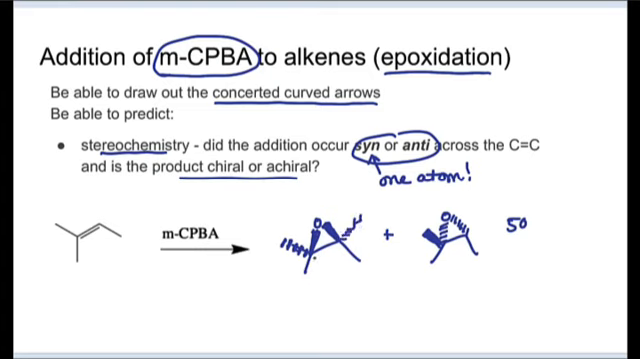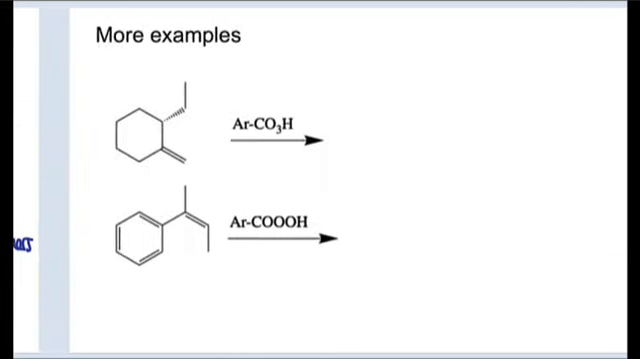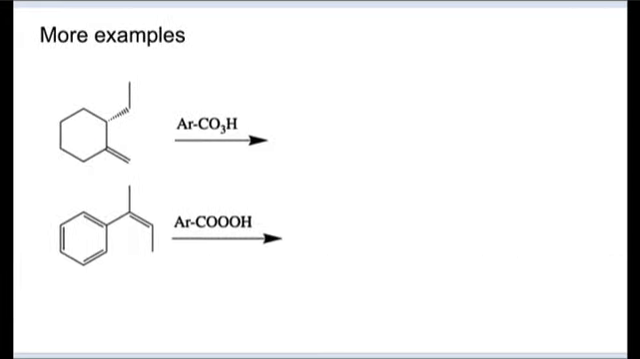Well, this is not a stereocenter because there's two methyl groups attached. However, here we do have four unique groups attached. So there is a chirality center, but we kill chirality because the other enantiomer can form at that site. So we get a 50-50 mix of enantiomers, and so the product is achiral. So let's predict a couple more examples.